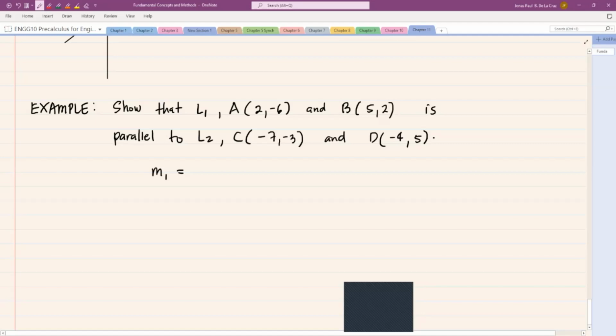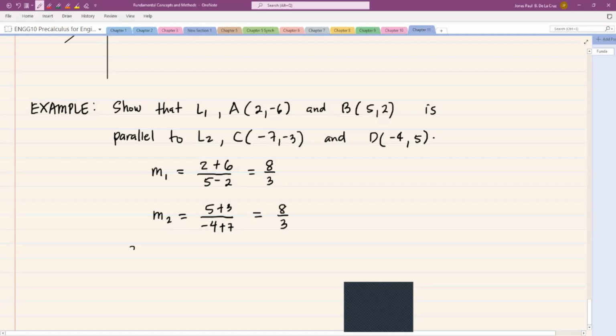Ano? So y2 minus y1, so that's 2 minus negative 6. So that's 2 plus 6, all over x2 minus x1, that's 5 minus 2. So we have 8 over 3. For M2, okay, so that's line CD. 5 minus negative 3, so that's 5 plus 3, all over negative 4 minus negative 7, so negative 4 plus 7. So 8 over 3.